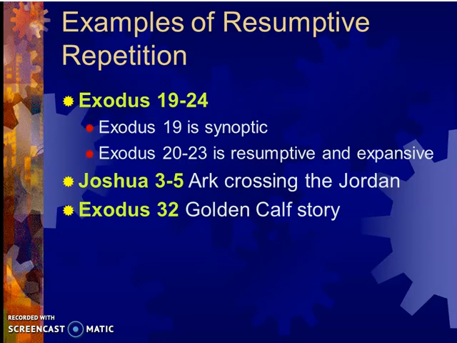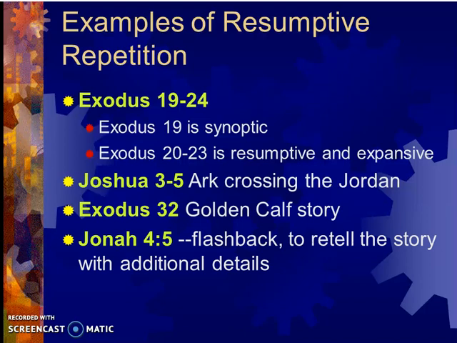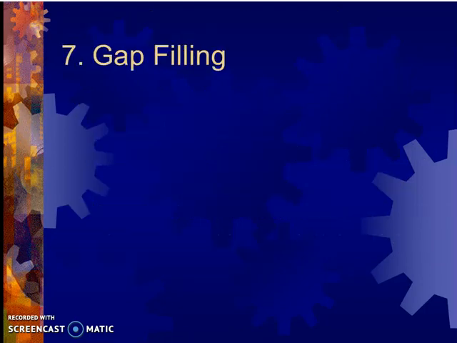The golden calf story also contains it. Even the book of Jonah seems to contain it. And so that's synoptic, resumptive, expansive storytelling.